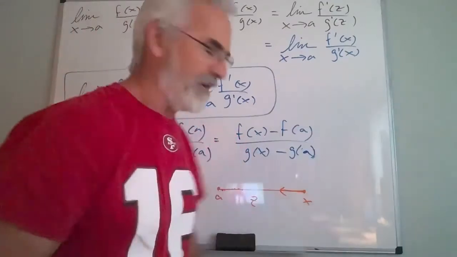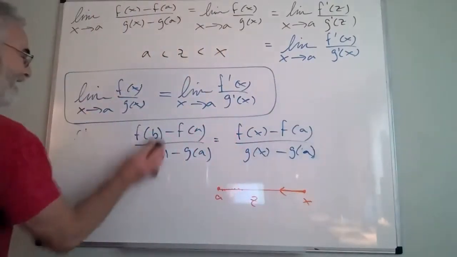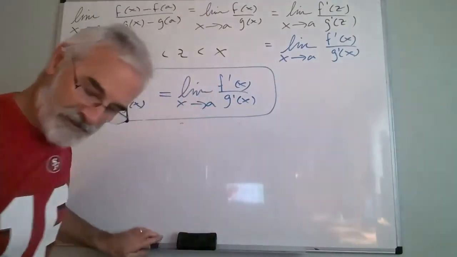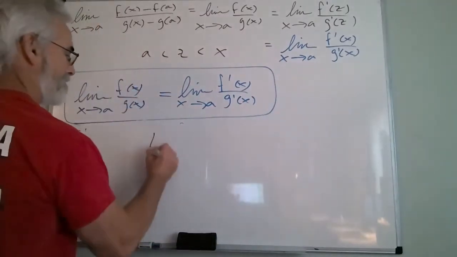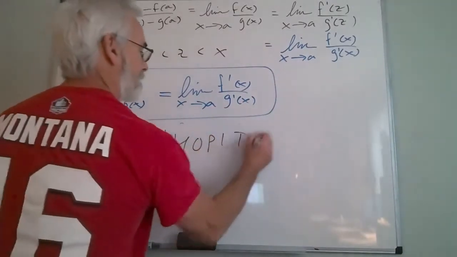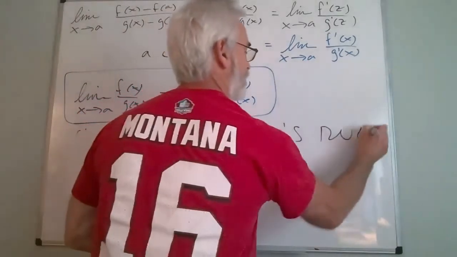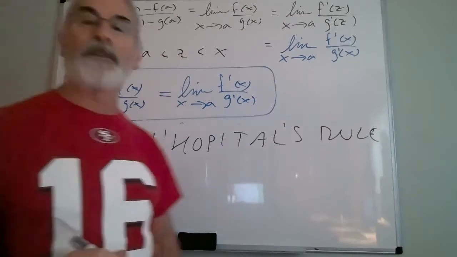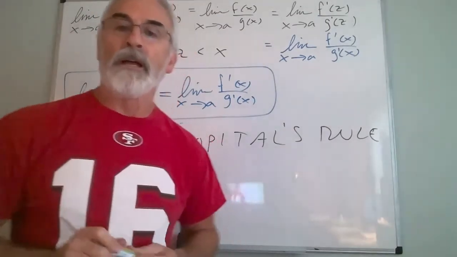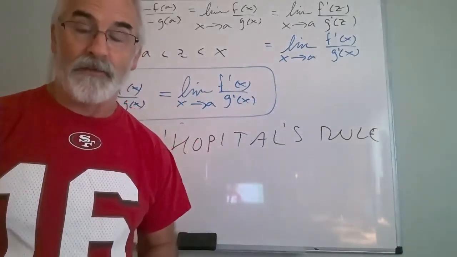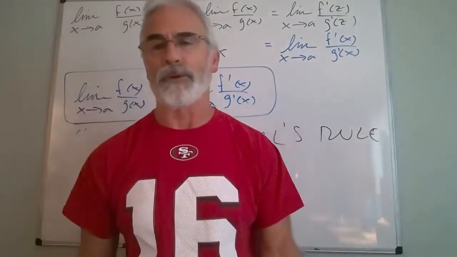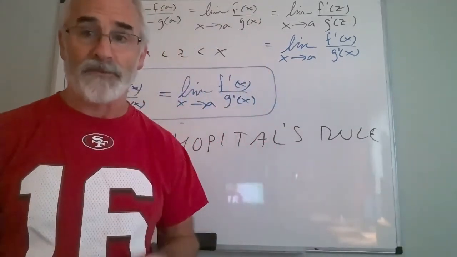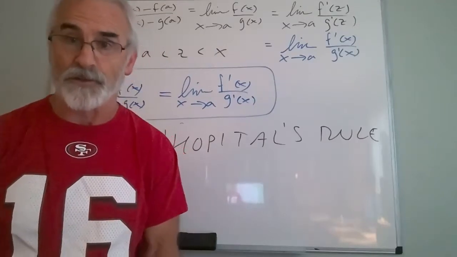So whoever figured this out, well, we know who figured it out. A certain French guy, some of you may have heard his name before. Name is L'Hôpital. This is known as L'Hôpital's rule. And L'Hôpital's rule in certain situations makes finding a limit really, really easy. The problem with L'Hôpital's rule is you can't use it all that often. First of all, you can only use it on certain types of indeterminate forms.